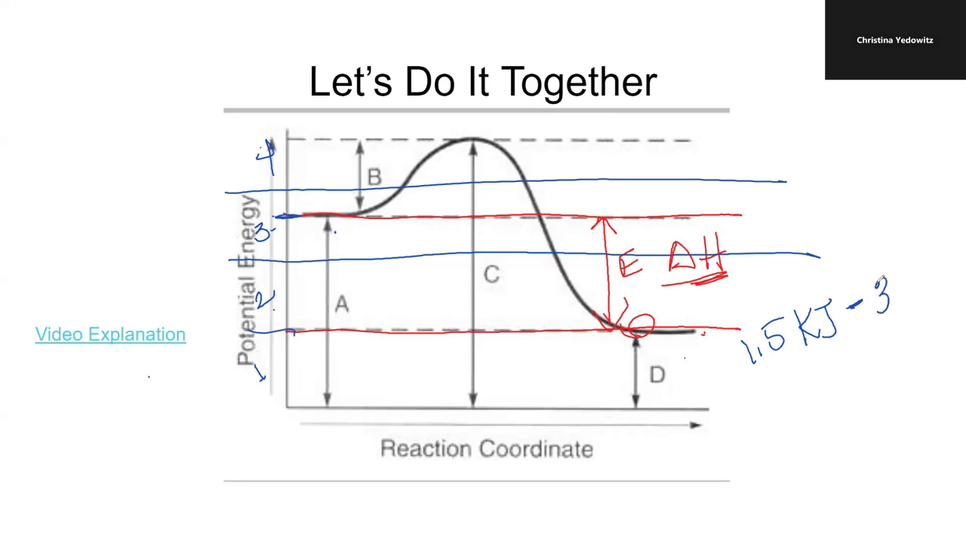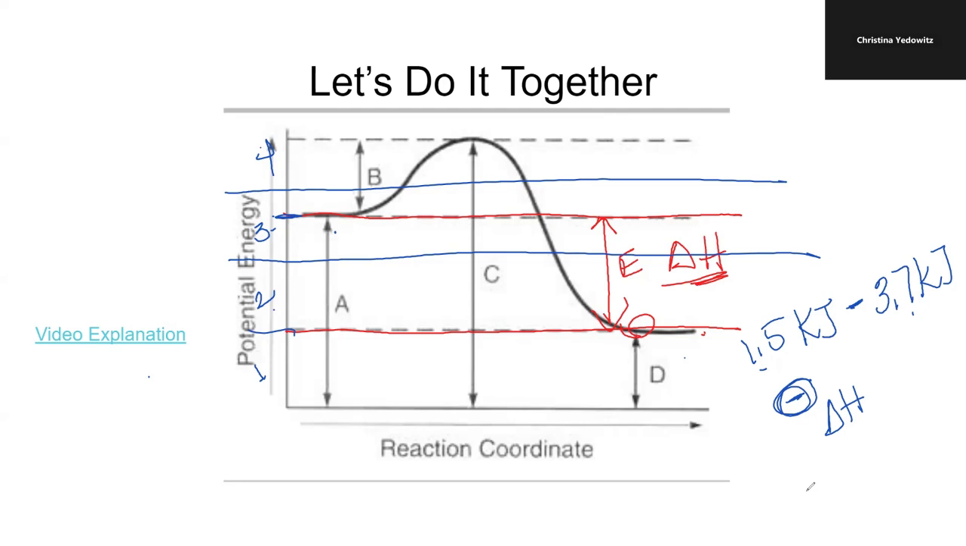Let's go 3.7 kilojoules. If I do 1.5 minus 3.7, I'm going to get a negative number. That's good. I should get a negative number because delta H is going to have to be negative for this to be an exothermic reaction, which it is. Okay, so sometimes they'll actually ask you to read numbers off the graph.